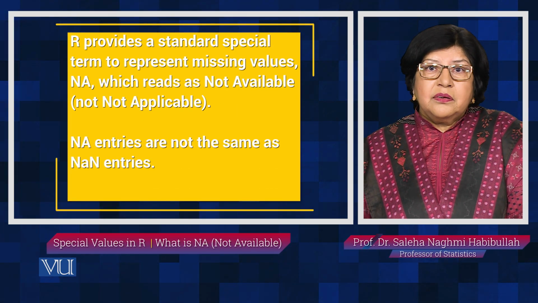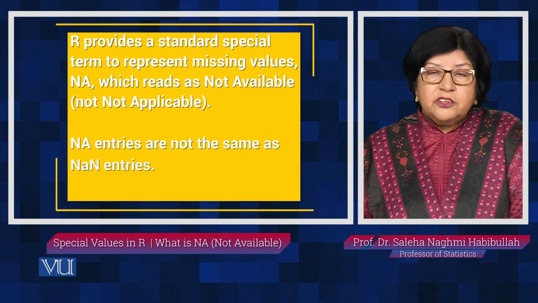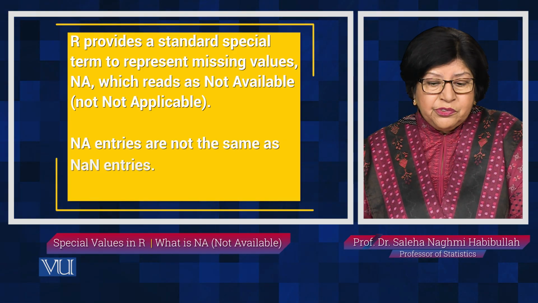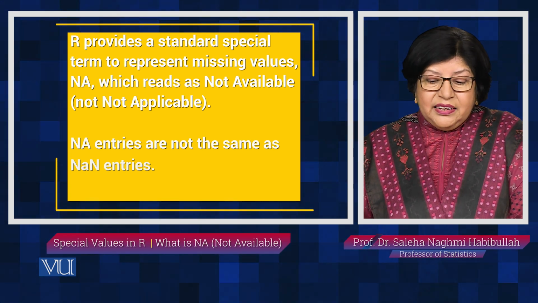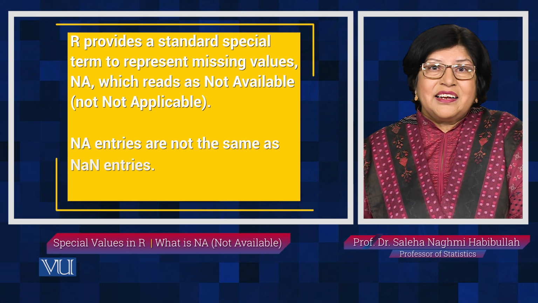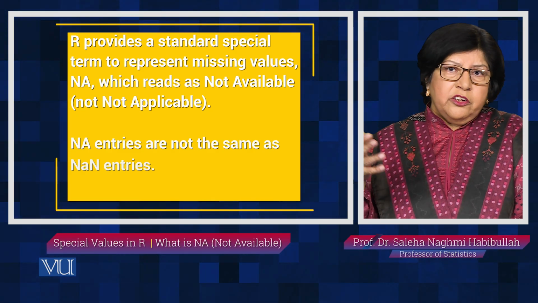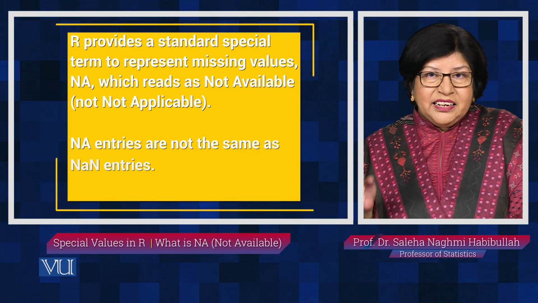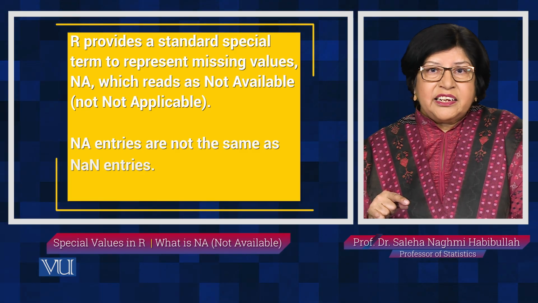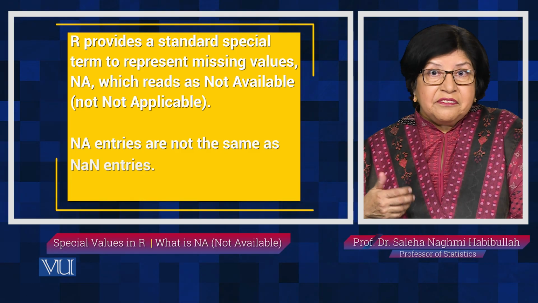So, R provides a standard special term to represent missing values, and what is that term? It is NA. NA stands for not available. Okay? In general English, where we write NA it stands for not applicable, but here please remember that NA stands for not available.